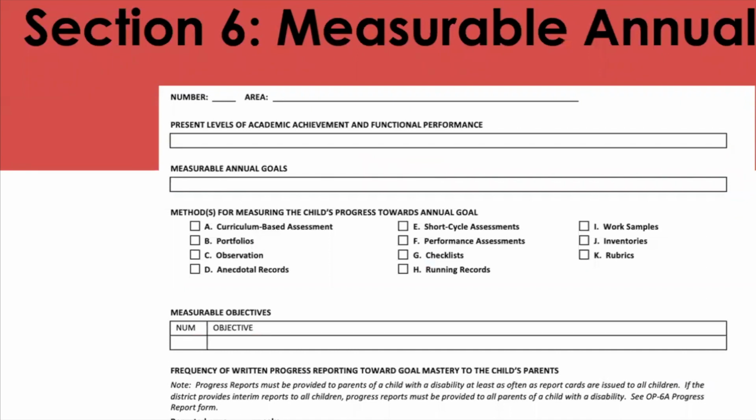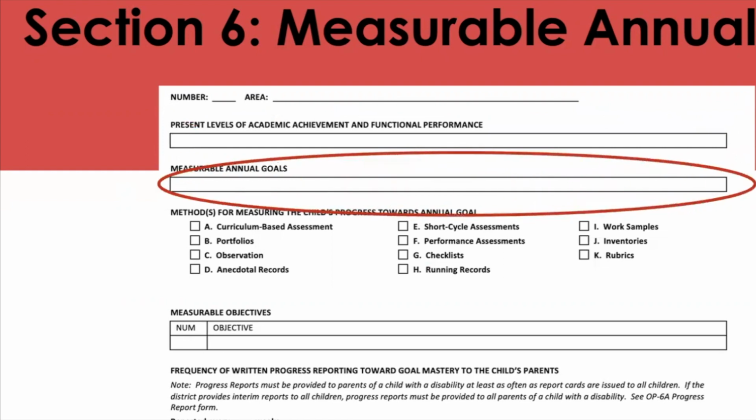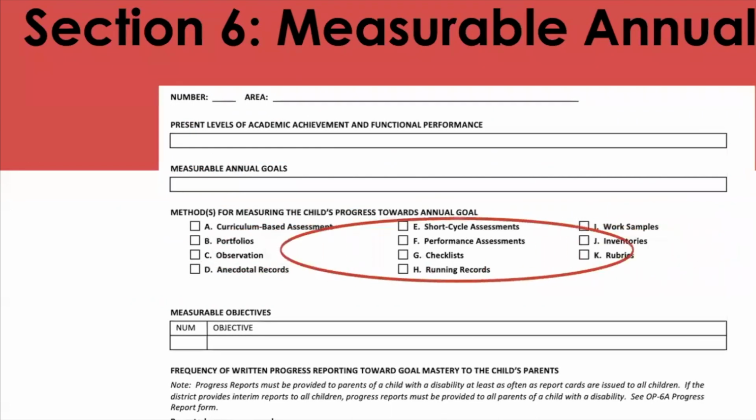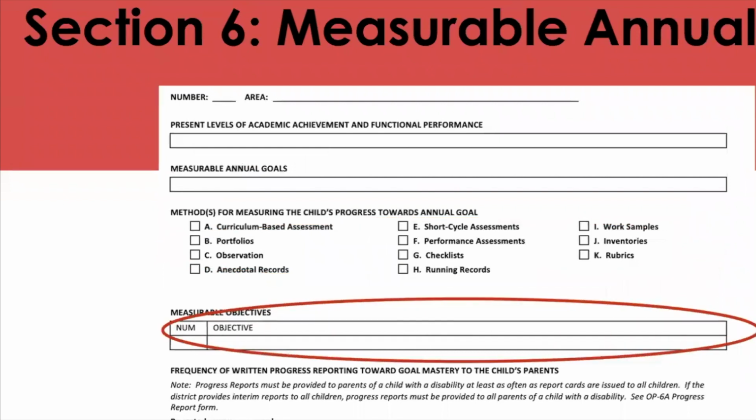So section 6, the measurable annual goals. When we look at our measurable annual goals, we want to look at those present levels of academic achievement and functional performance. Most people still call those the PLOP. It's much easier to say than the PLAP if you would actually put all those letters out. So those present levels of performance, that's what we're looking for. We would also be looking at, this is where you will be putting your measurable annual goal, how you're going to measure the progress towards the annual goal, and what are your objectives or benchmarks to meet your goal.